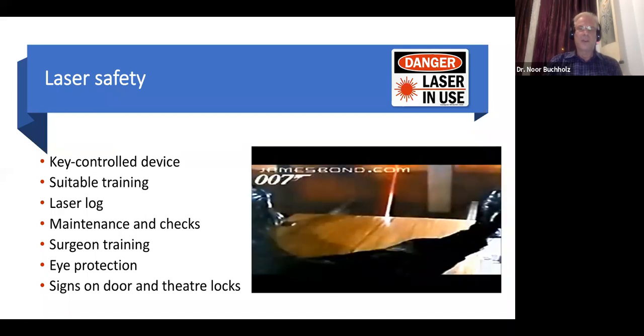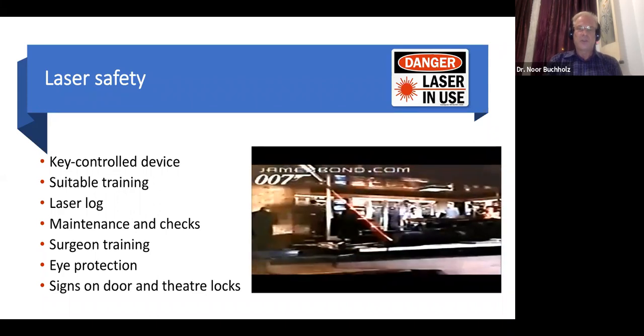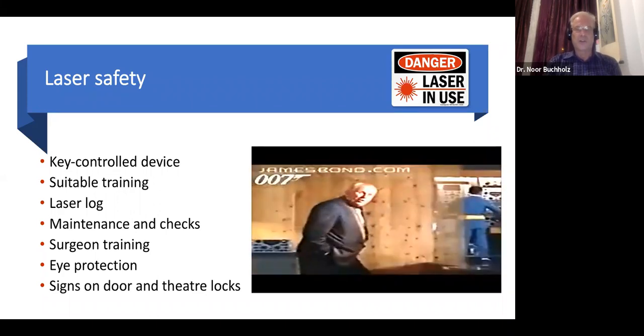And you can see here, although this is a urological laser, as you can see from the position, it's not necessarily for stone disease.